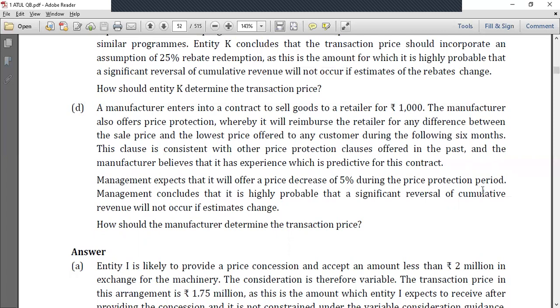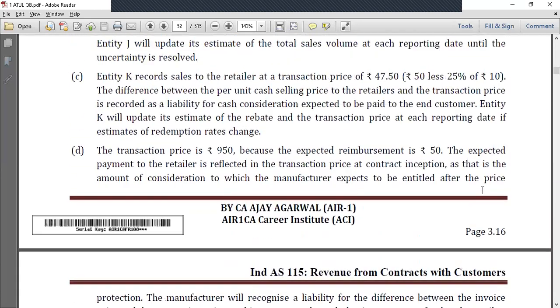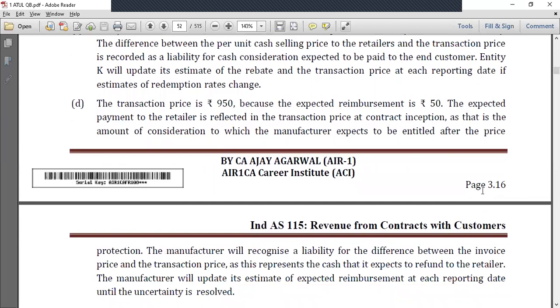And here, what is the transaction price? Here he is asking what is the transaction price. So it can be 950 that will be the transaction price that can be recognized as revenue. Let's see, the transaction price is 950 because the expected reimbursement is 50, that is 5% of 1,000. You see, the expected payment to the retailer is reflected in the transaction price at contract inception, as that is the amount of consideration to which the manufacturer expects to be entitled after the price protection.